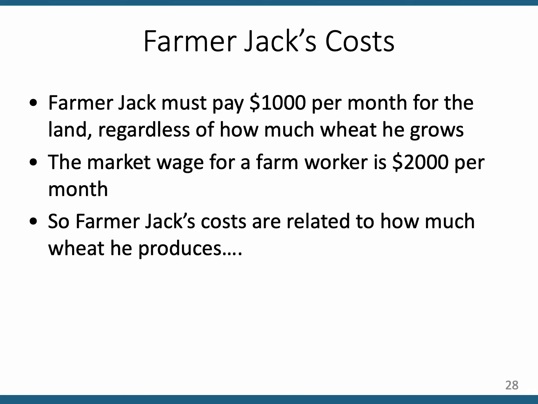All right, so Farmer Jack pays $1,000 per month for the land, regardless of how much wheat he grows. So that's his fixed cost, $1,000 per month. That's the cost of his fixed resources. The market wage for a farm worker, we're being told, is $2,000 per month. All right, so now we know what it costs to hire one more worker per month. Your total cost will go up by $2,000, right? That's important to know. That's going to be part of our decision-making process.